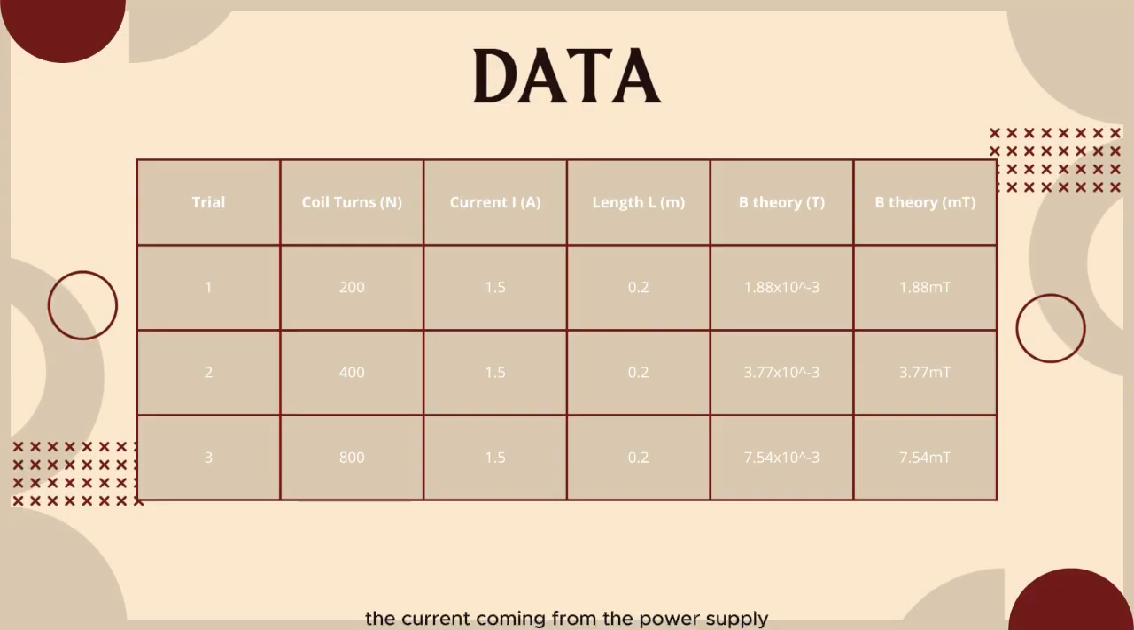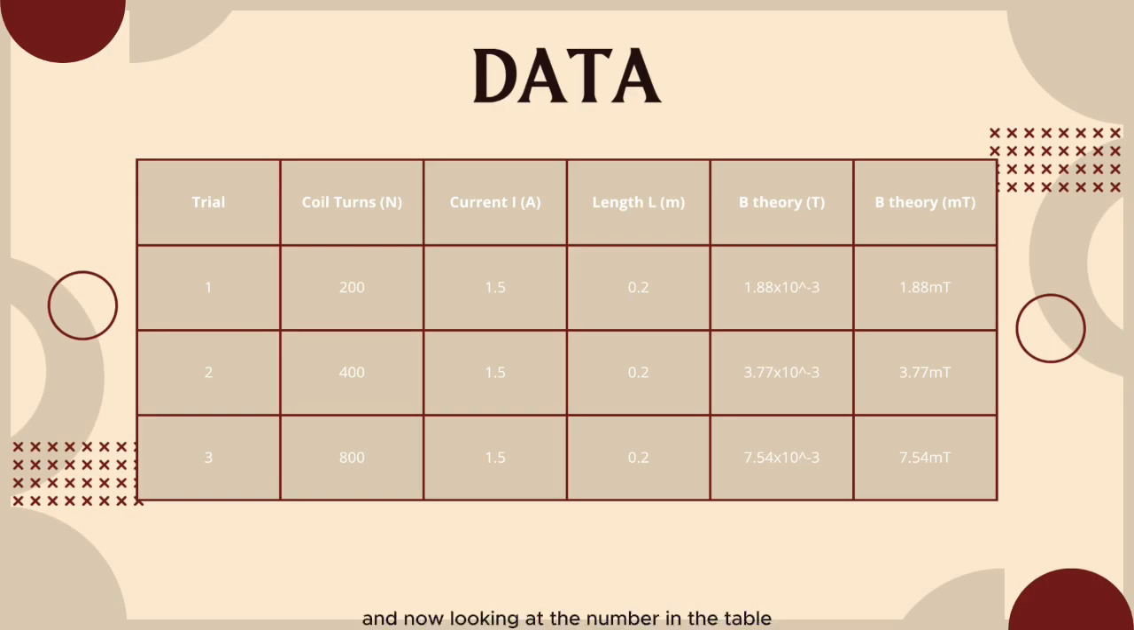We kept everything else basically the same for all 3 coils. The current coming from the power supply was about 1.5 amps, and all the coils were the same size and same length. So the only thing we were intentionally changing was the number of turns, and that makes it easier to see how that one variable affects the magnetic field.